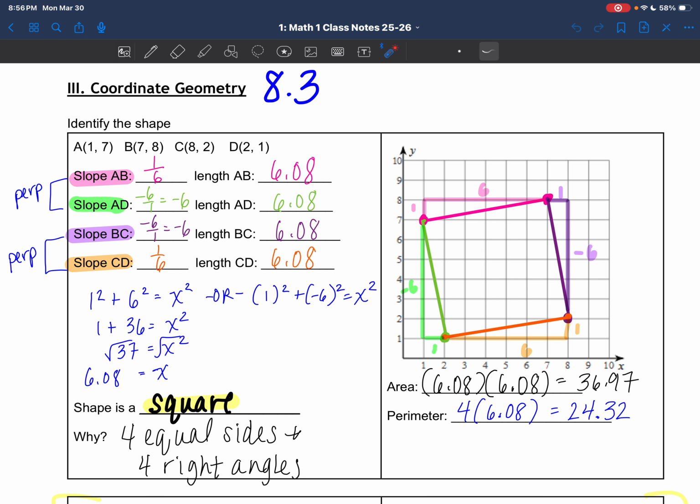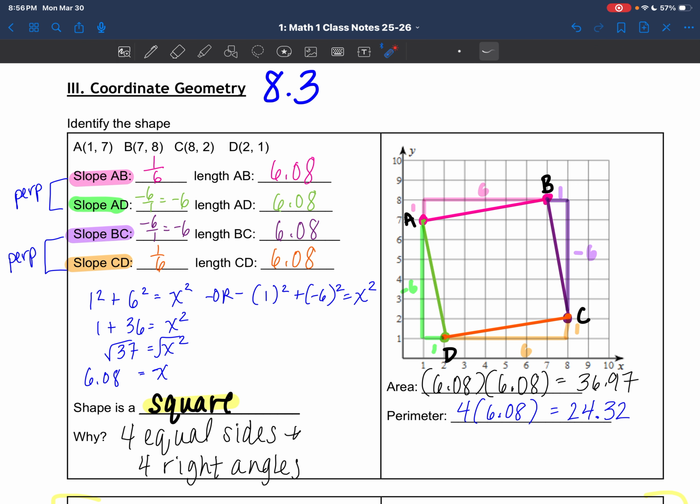And then from there, it wanted to find slope AB. So I had to take A, which is 1, 7. Oops, I didn't label my points. Okay, A. And I went to B, which is 7, 8, which is up here. There you go. I'll just label my points since I forgot to do that before.